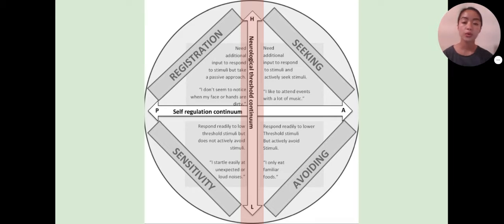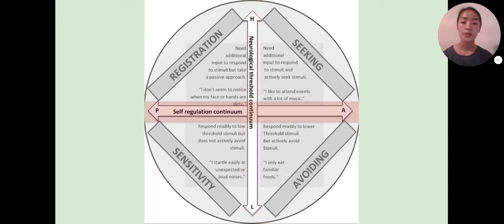On the bottom is a low threshold, meaning that little stimuli is needed to be noticed. For example, a child with a low threshold may notice quiet whispers. Those with low thresholds are considered over-responsive because they react to very little stimuli.